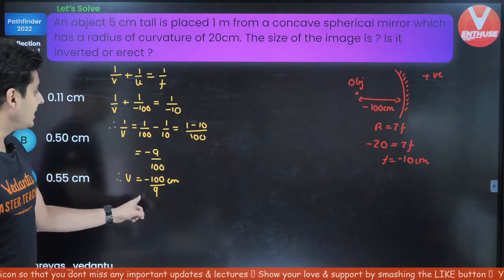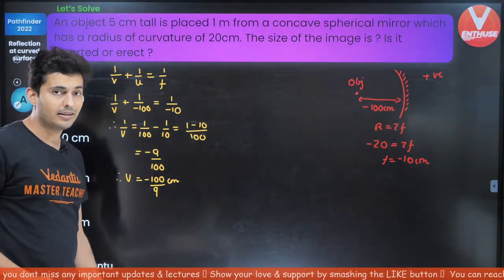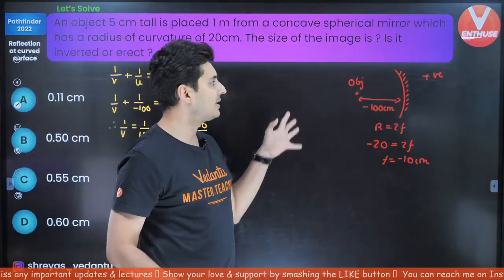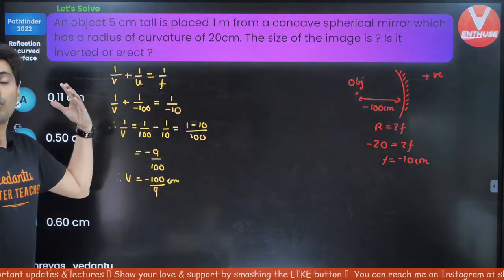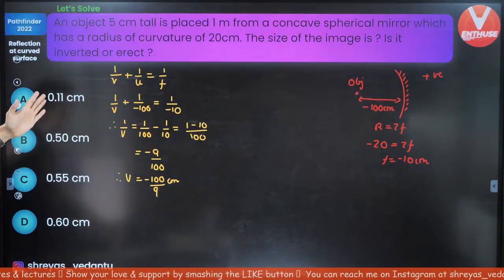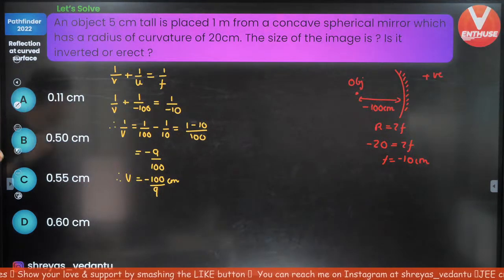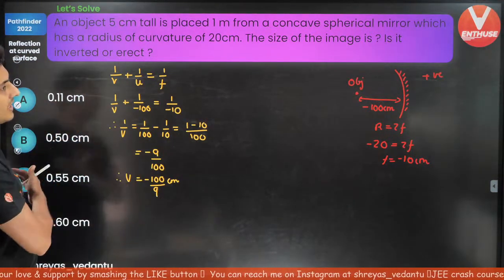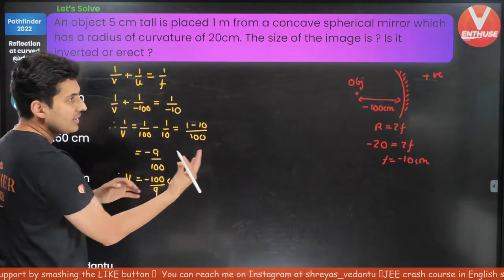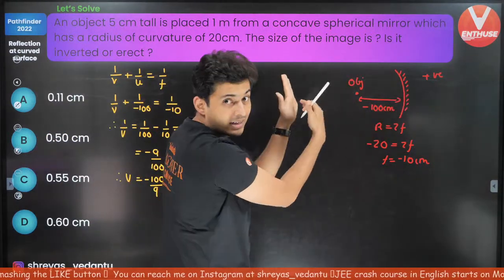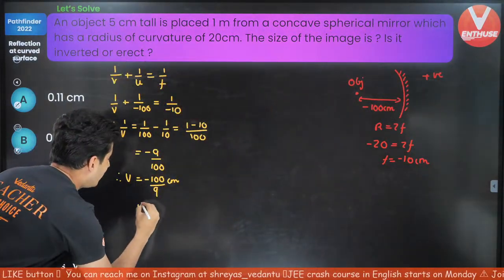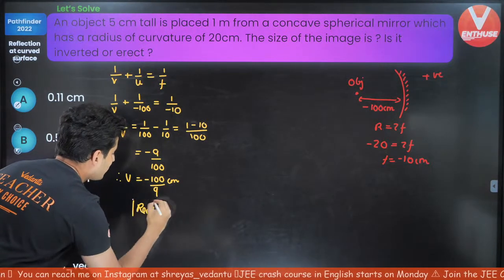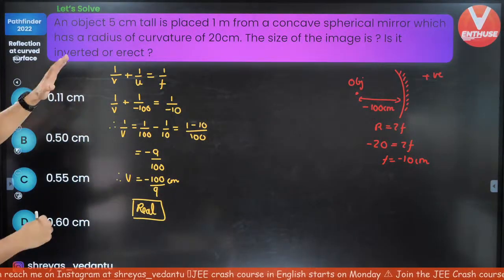Now, if you get V as minus 100 by 9 centimeters, minus means on this side. Is the image virtual or is it real? Think about it. It's on this side. So obviously, if it is on this side, the image is formed in front of the mirror. Hence it will be a real image. So that's one thing I got, the nature of the image.